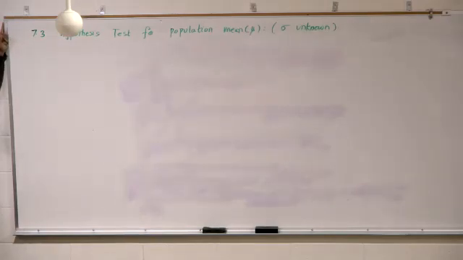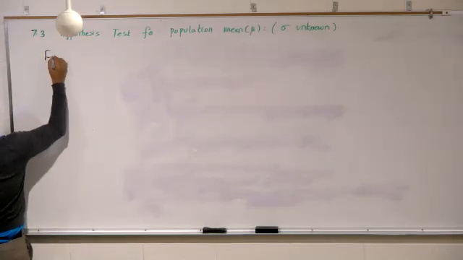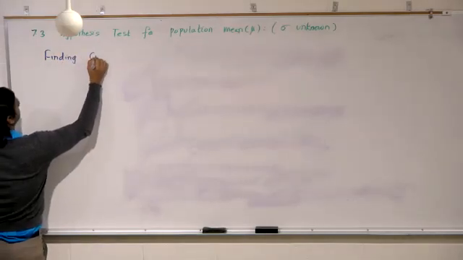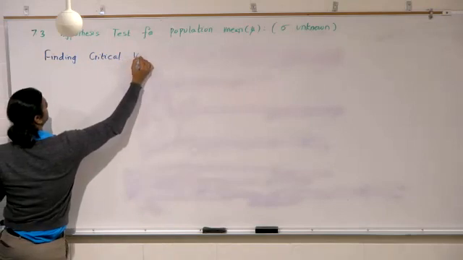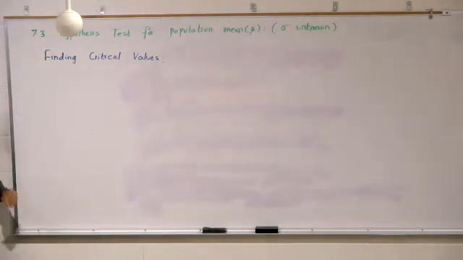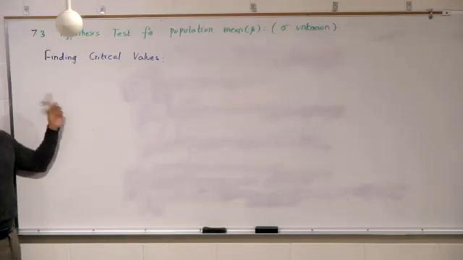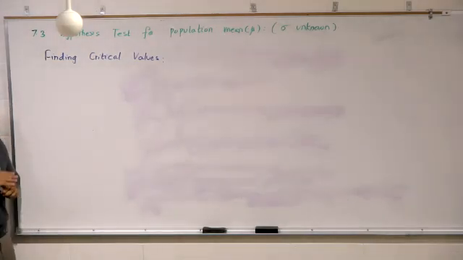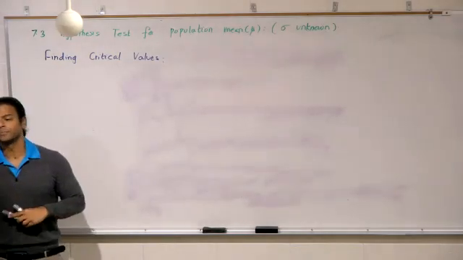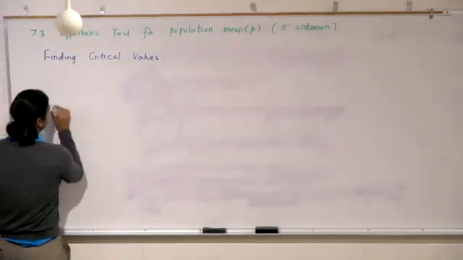But in order to do the test, you've got to know how to find critical values. We have seen this before. Where did we see this? 6.2, which is confidence intervals. So we've seen this before, but the only difference in this case is things are going to change depending on the test.